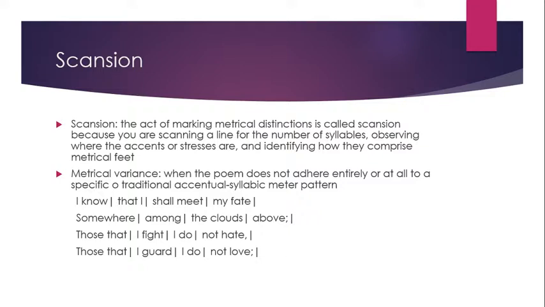So if we look at this here, this is actually from An Irish Airman Foresees His Death. So if we read it, we can actually break down the stressed and unstressed syllables. I've already broken it down here so you can see where the feet are. So this is what we would call tetrameter, because we have 4 feet.